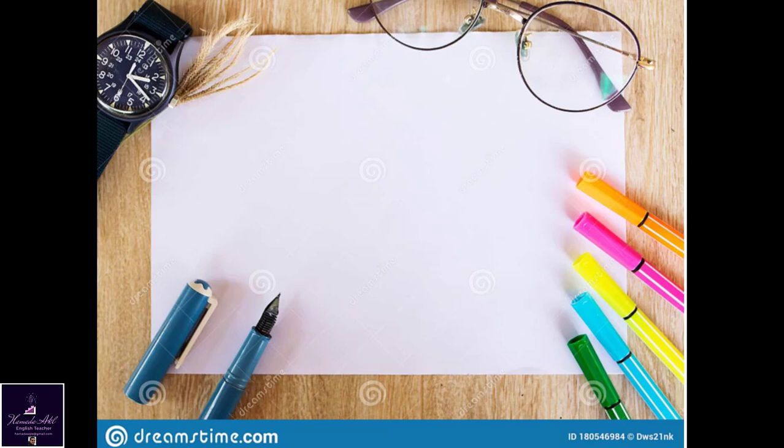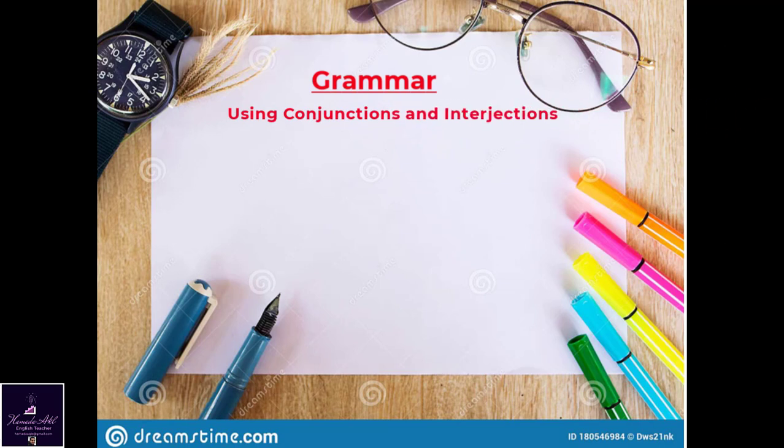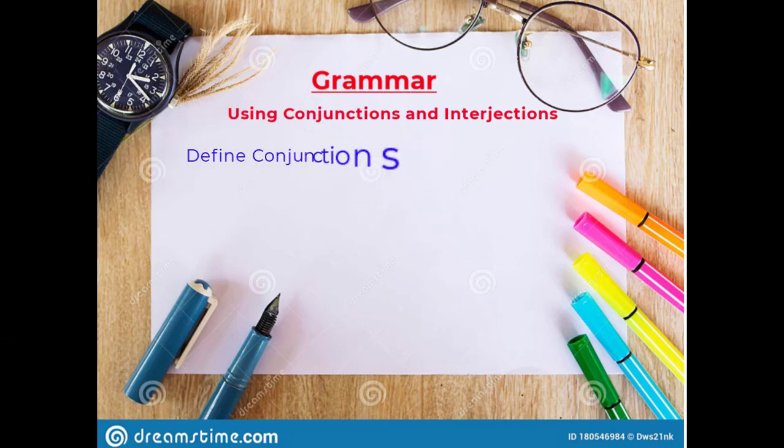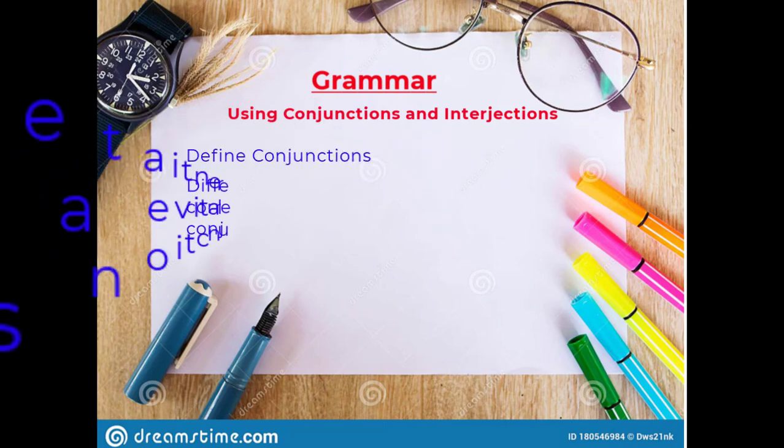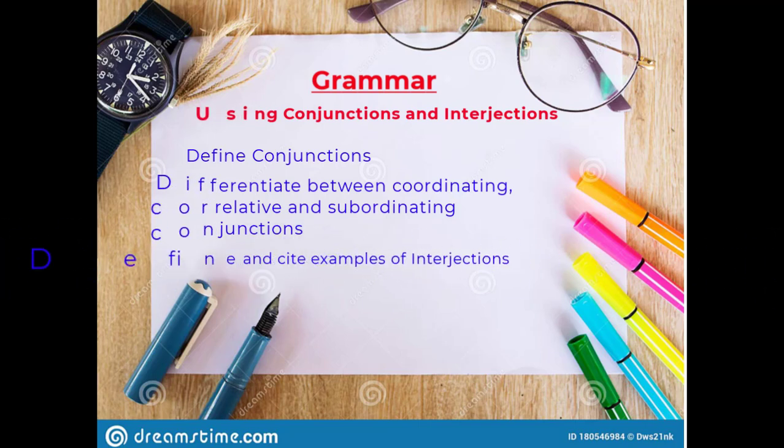Hello everyone, welcome to this new grammar lesson. This lesson is about conjunctions and interjections. By the end of this lesson, you should be able to define conjunctions, differentiate between coordinating conjunctions, correlative conjunctions, and subordinating conjunctions. You should also be able to define interjections and give examples of them. Here we go, let's get started.